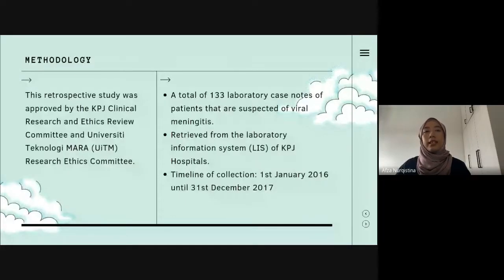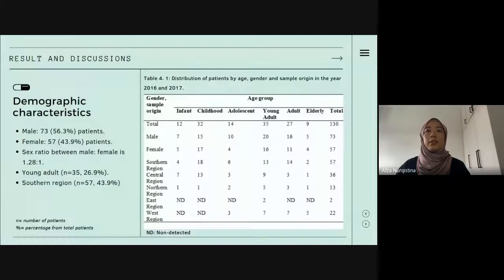So yes, this is the methodology that I just explained just now. So moving on to the results and discussion. So to the best of our knowledge, this is the first report that is targeting circulating viral pathogens that induce viral meningitis in Malaysia from a private healthcare facility. So to my notice, there are 3 patients from 133 suspected patients who have incomplete data.